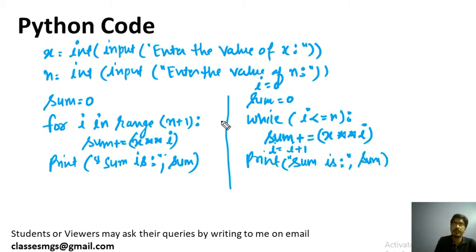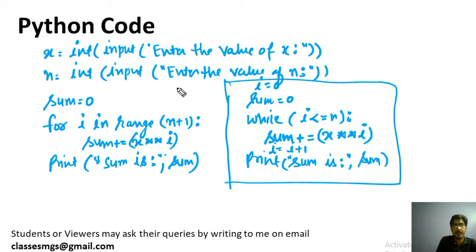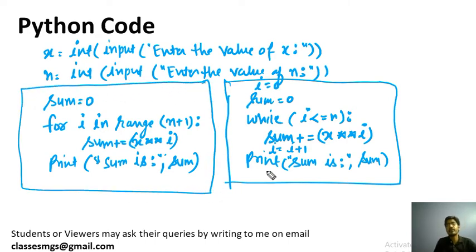So the loop will work the same. If you want to use the while loop, write this line of code. If you want to use the for loop, write this line of code. Both will work, and both work the same way.